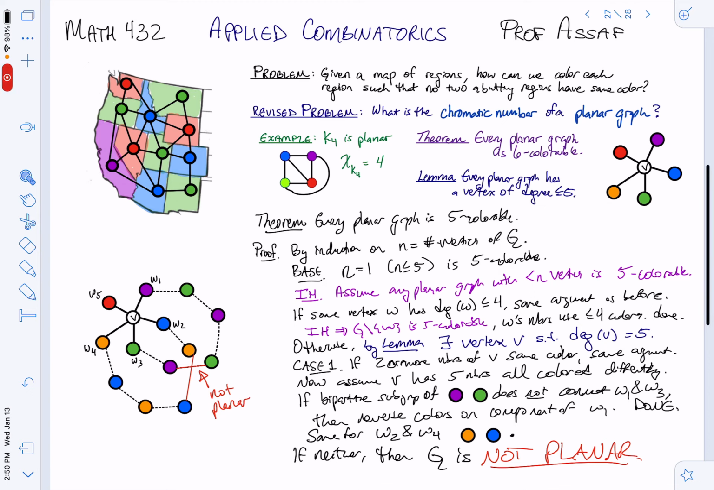The problem is that if I have a path from W1 to W3 that uses only the green and the purple, then it has to go around W2. And if I take W2 and connect it to W4, it's got to go around W3. So I've formed a circle here, and W2 is inside and W4 is outside. That means I have to cross the edge at some point, because I don't have a common vertex since they're different colors. So G is not planar, which is a contradiction. And that is how we prove the 5-color theorem.